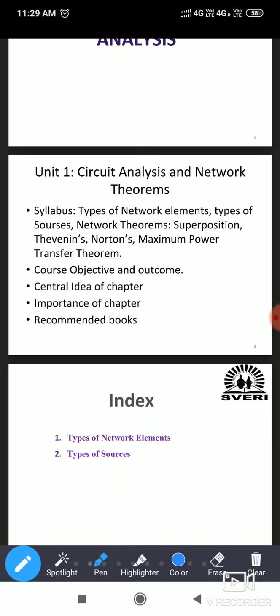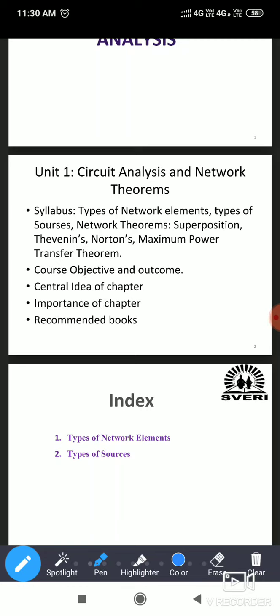I will summarize it in 2 sentences. To solve the circuit parameters, that is voltage and current, we have to use some techniques. Those techniques involve circuit analysis methods and some network theorems. The theorems, as you already know from the syllabus, are the superposition theorem, Thevenin's theorem, Norton's theorem, and maximum power transfer theorem. So this is about the central idea.